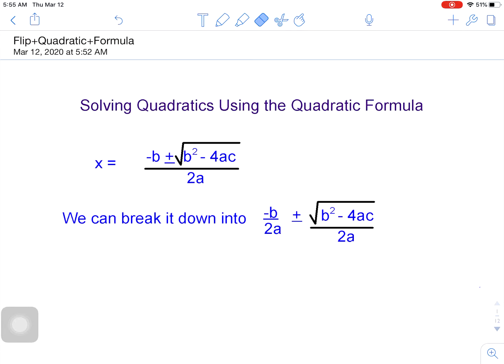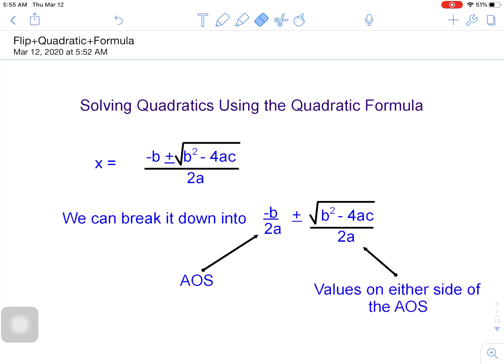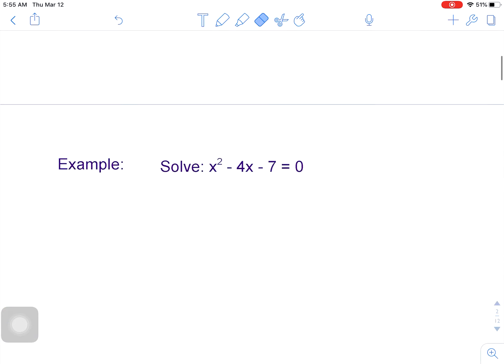And where have you seen that opposite of b over 2a before? Well, if you said it's the axis of symmetry, you're correct. So what we've got is the axis of symmetry in the middle, and then we have values on either side of the axis of symmetry. So that's what the quadratic formula means. So let's take a look at an example.